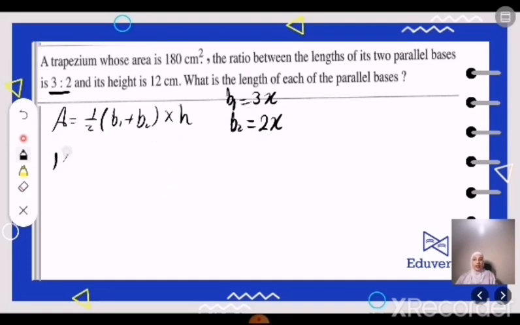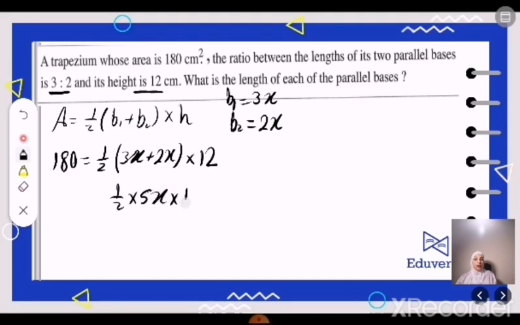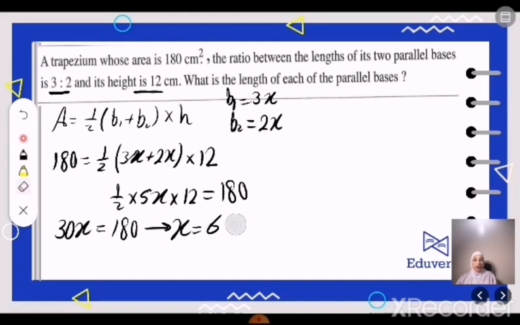Okay, I know that the area is 180, which equals half multiply 3x plus 2x, all multiplied by the height, which is 12 here. Okay, 3x plus 2x is 5x, yes, so I have half multiply 5x multiply 12, which equals 180. Half multiply 12 equals 6. 6 times 5 equals 30. Now I have 30x equals 180. Try to divide by 30. x will be 6.